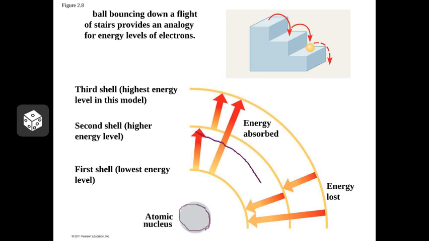Electrons in the second shell have a little bit more energy, in the third shell have even more energy, and so on. The further away from the nucleus, the more potential energy an electron has. The more potential it has to jump up to another level or to leave the atom entirely.